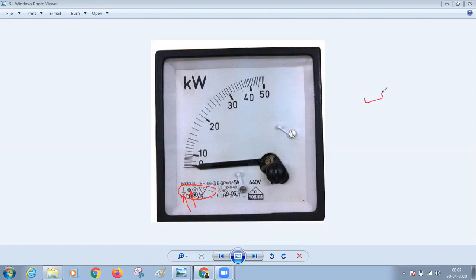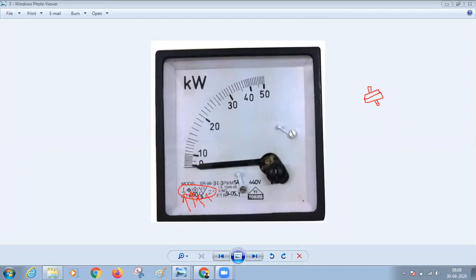When you observe this type of symbol on the meters, then you can say that the meter is a dynamometer type meter, right? The third symbol is a star symbol, with 2 inside the star. So this meter is tested and the tested voltage is 2 kilovolts, right?